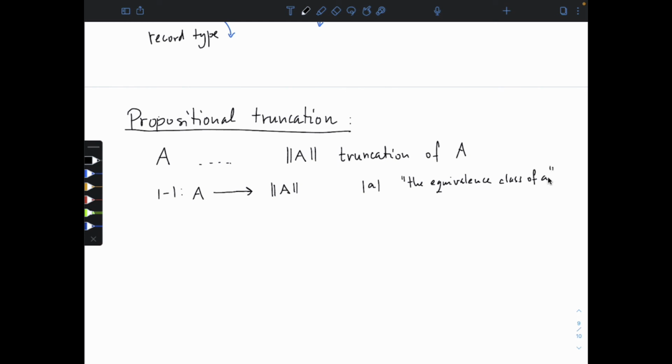But of course, there can be at most one equivalence class, because our equivalence relation is the one that makes everybody equivalent. So we also need to say that all these equivalence classes are actually the same. Actually, we should say all the elements of the truncation are the same. So what we need in addition is to say it is a proposition. This means that for all u, v, for all equivalence classes, they're equal.